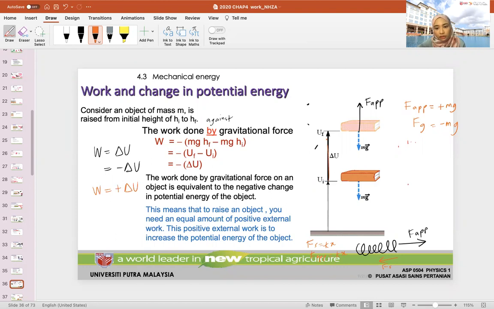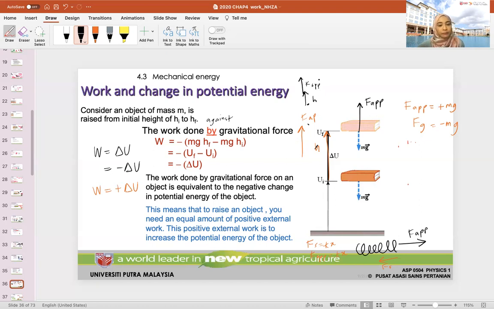Because we are moving this way, this is our height, and our F applied is also in the same direction. If I draw it from one single point of view, I can see that F applied is here and h is also going this way. Same direction, the angle is zero. So you would get a positive work done.